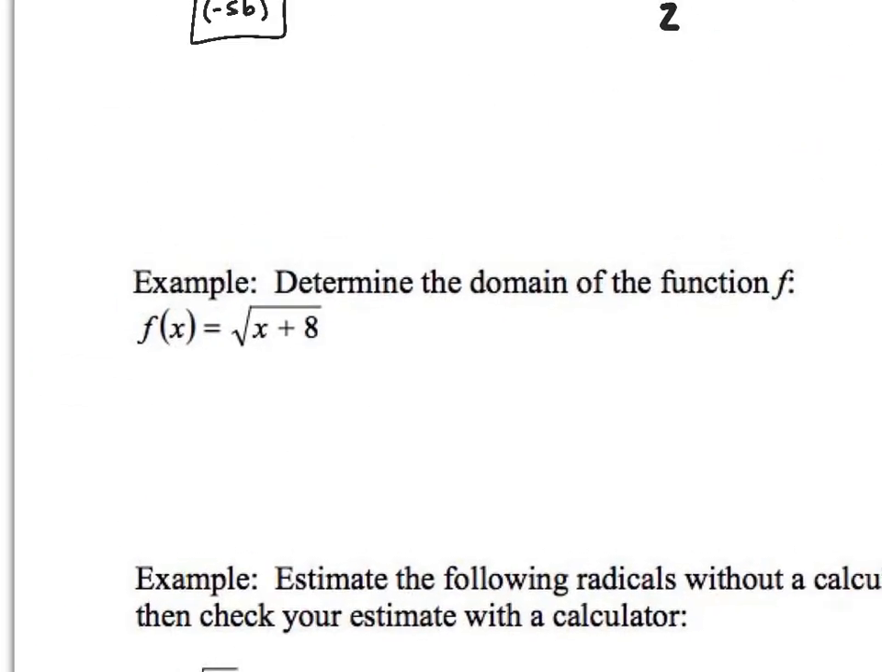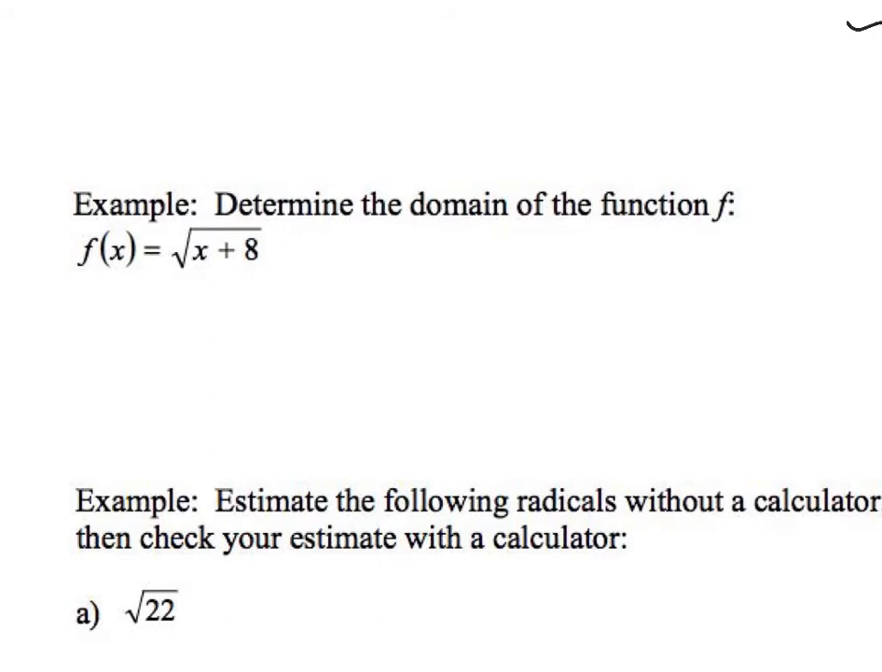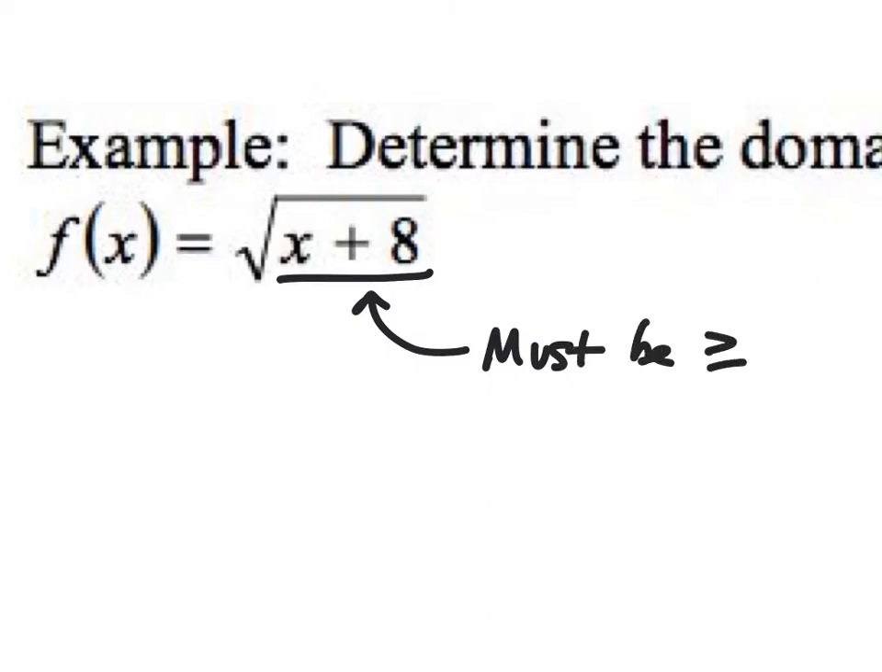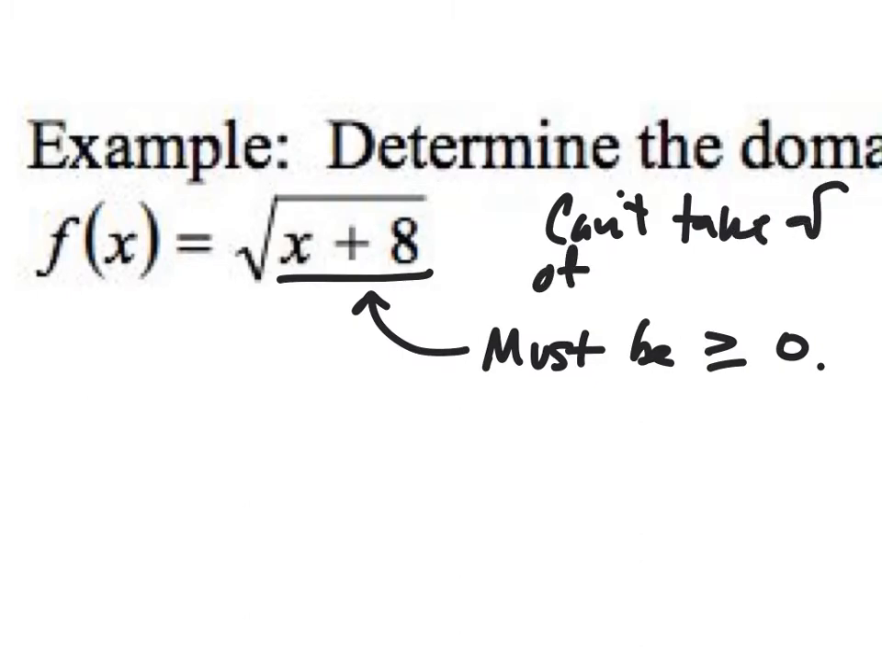All right. On the next part, it says determine the domain of this function f. So you have this radical function, f of x is equal to the square root of x plus 8, and what I want to realize here is that anything that we take the square root of, this value must be greater than or equal to 0, okay? The reality is we can't take the square root of a negative number.